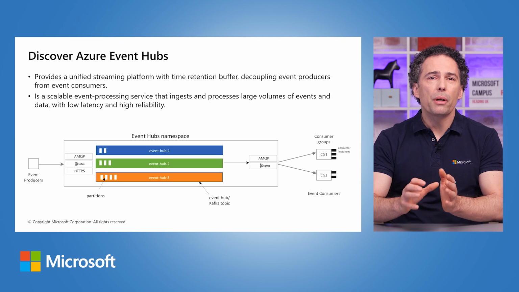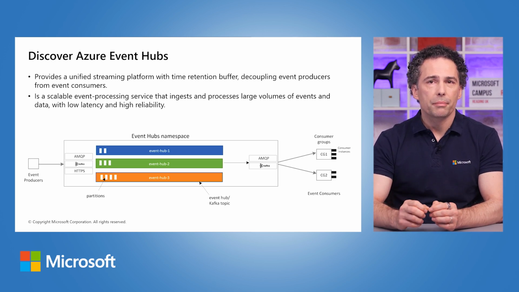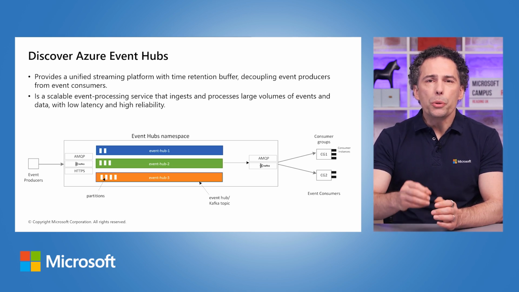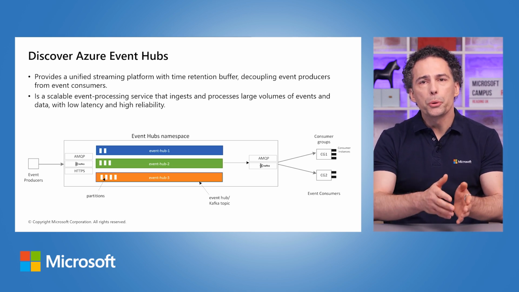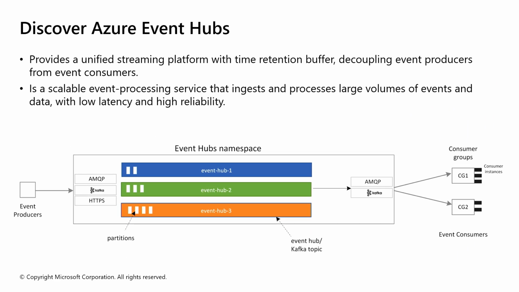Event Hubs is a fully managed service that requires minimal setup or maintenance. It offers a consistent event streaming platform with a buffer that keeps events for a period of time. We use it to decouple event producers from event consumers. Scaling options such as auto-inflate adjust the number of throughput units to suit your business needs.